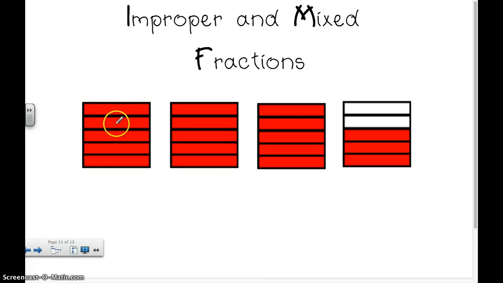Next, let's make our mixed fraction. Let's mix it up. So I have 1, 2, 3 wholes and 1, 2, 3 out of how many? Fifths. So I have 3 wholes and 3 fifths shaded in. Now if I want to count these, this is 5, 10, 15, 16, 17, 18. 18 fifths is going to be my improper fraction because my numerator is larger than my denominator.